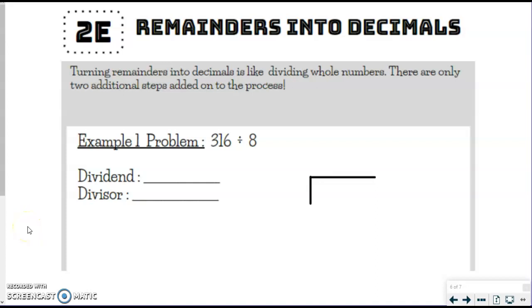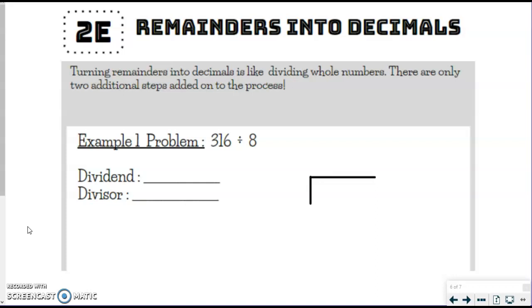Nice job completing level 1. Let's move on to level 2. So we're on 2E, remainders into decimals. When you used to divide, you used to have remainders. Nope, nope, nope. That is not how 6th graders divide. They know how to divide decimals all the way through without any remainders. Really simple. So have your pencil ready, and here we go.